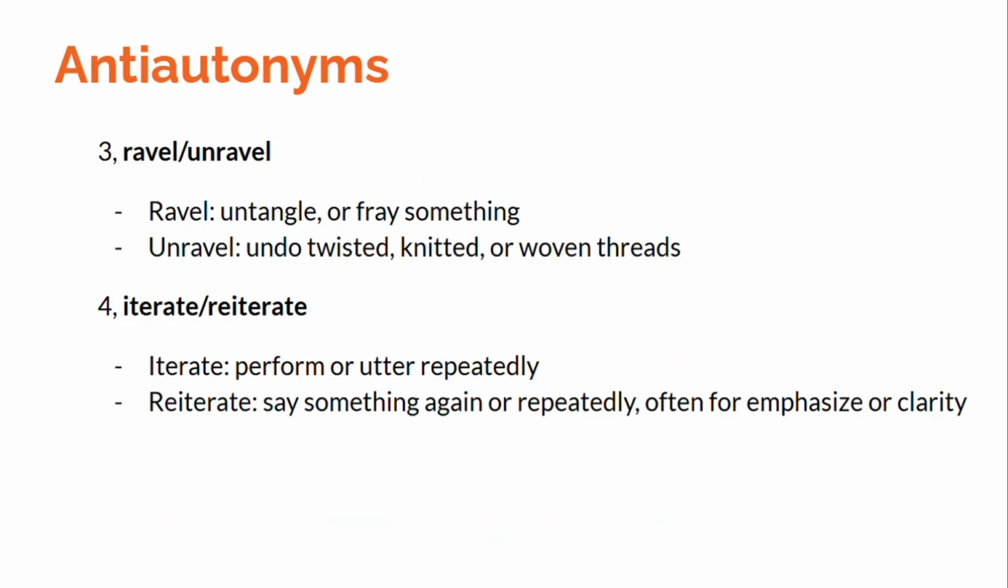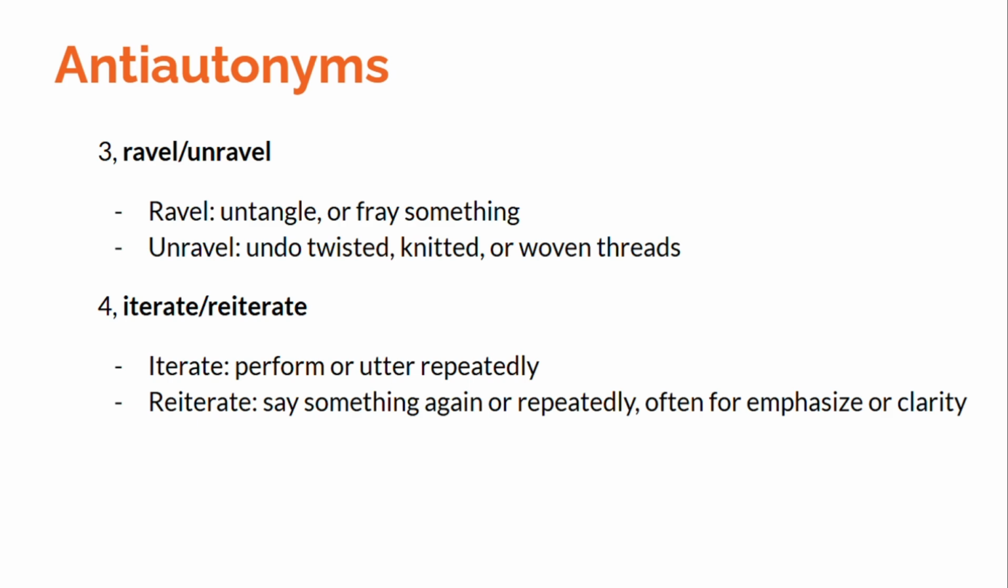And let's look at the third pair, ravel and unravel. From their appearance, they look like opposites of each other. However, they mean the same. By definition, ravel means untangle or free something, and unravel means undo twisted, knitted, or woven threads. So they have a common concept, that is to untangle something.